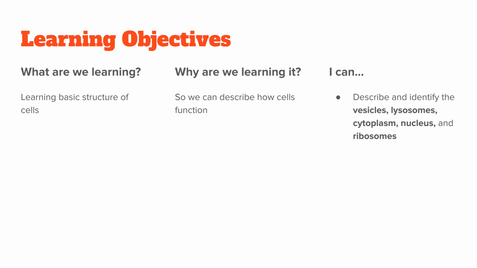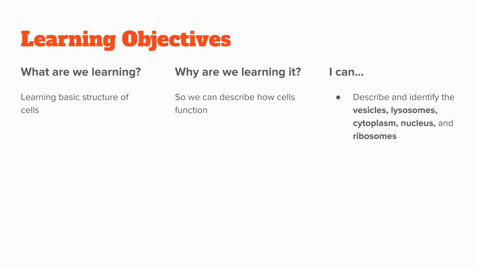Today we're continuing to look at basic cellular structures so we can describe how cells function. And specifically, we want to be able to describe and identify vesicles, lysosomes, cytoplasm, the nucleus, and ribosomes.